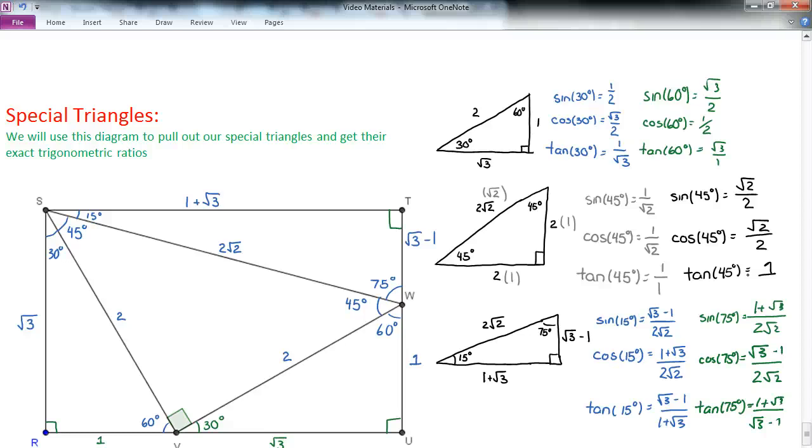Anyways, in our next video I'm going to show you a different way to memorize these, so you don't have to draw this diagram every time. But it's not that hard to draw once you get it, and I think it's kind of fun.